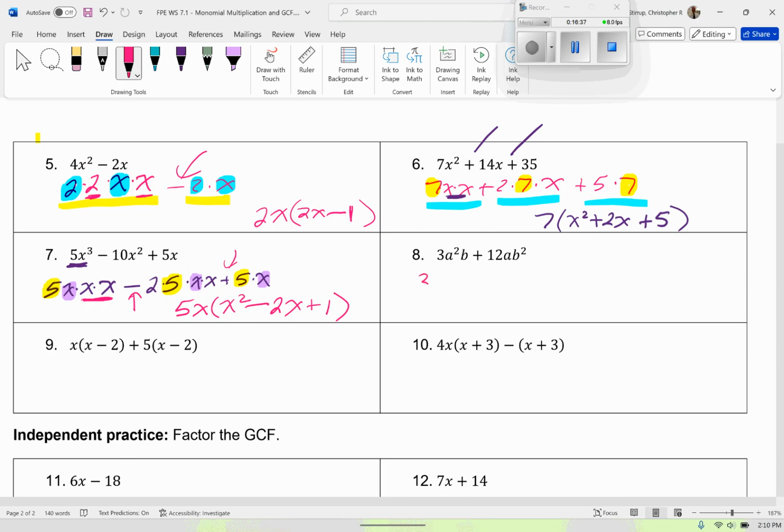Number 8. 3a, b. Agree? 12 is 3 times 4 times a times b times b.